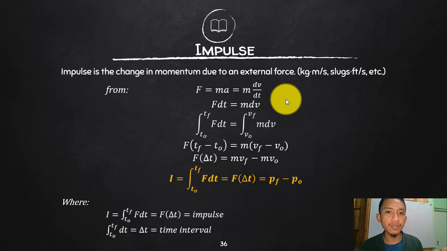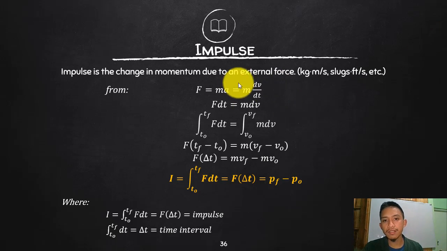Then you will expect that your final momentum will be different from the initial. So that change between the final and initial is the impulse, okay? And that is due to the external force. Impulse is the change in momentum due to an external force. An external force is outside the body itself.